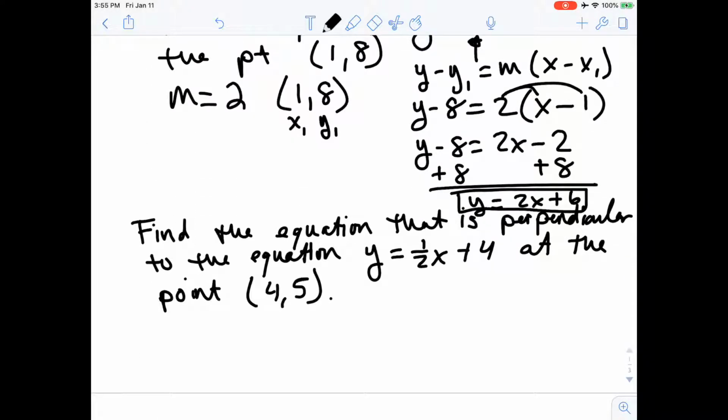Okay, now find the equation that is perpendicular to the equation y equals 1/2 x plus 4 at the point 4, 5. Right, now it's perpendicular, and if you looked above, it said perpendicular lines have what's called the negative reciprocal. Okay, so what do I mean by that? Well, I pull out the slope, just like I did before. So I have 1/2.